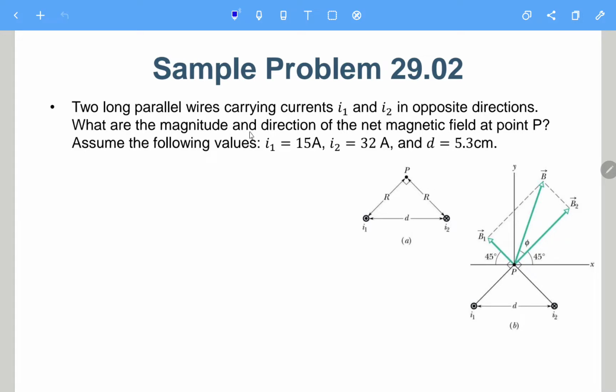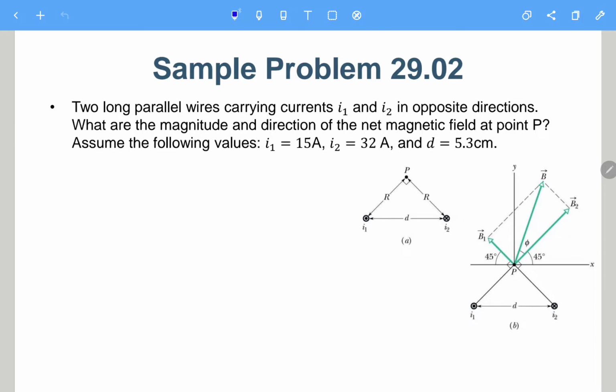What are the magnitude and direction of the net magnetic field at point P, assuming the following values for I1, I2, and D? This is easy because we only need to consider the B field at point P. We have two wires here, so we can calculate the B field corresponding to I1 and I2 one by one, and then add them together.